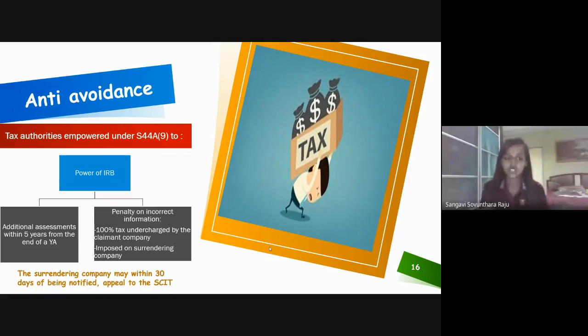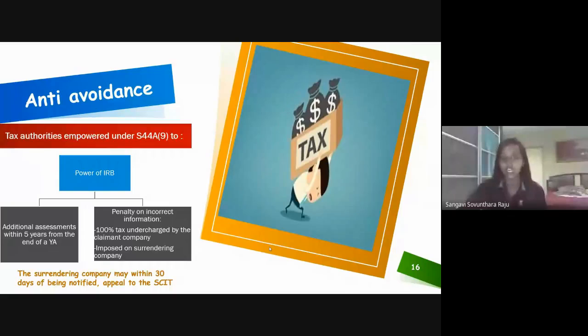Next would be the penalty for incorrect information. If the company provides any fake or incorrect information, it should pay a penalty equal to the amount of tax undercharged by the claimant company, imposed on the surrendering company if the surrendering company gives incorrect information. That is, 100% of the tax undercharged on the claimant company is imposed on the surrendering company. The surrendering company may, within 30 days of being notified, appeal to the SCIT to reappeal, if they are not satisfied with the tax.